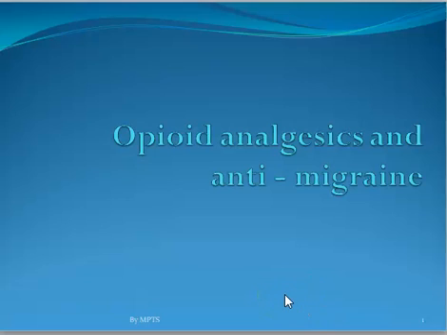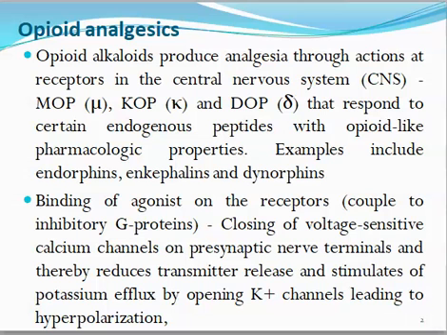Today I'll be discussing opioid analgesics and antimigraine agents. Now, of course, we know that opioid alkaloids produce analgesia through actions at different receptors within the CNS, which are the MOP or mu, the KOP or kappa, and the DOP or delta. These respond to certain endogenous peptides with opioid-like pharmacological properties. Those endogenous peptides include endorphins, enkephalins, and dynorphins.